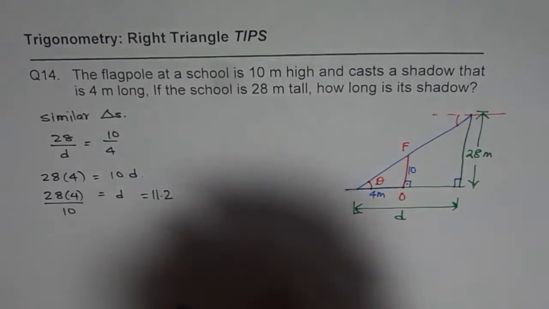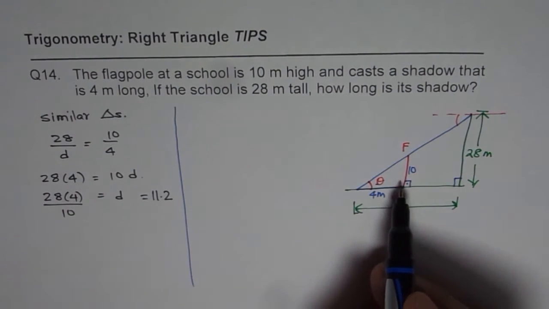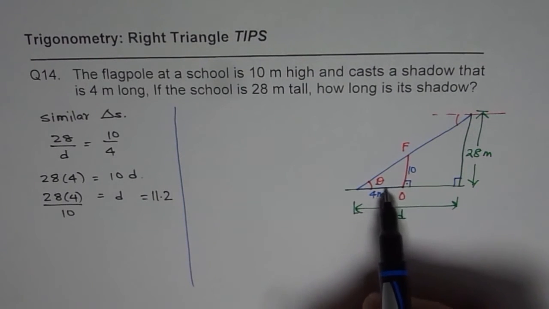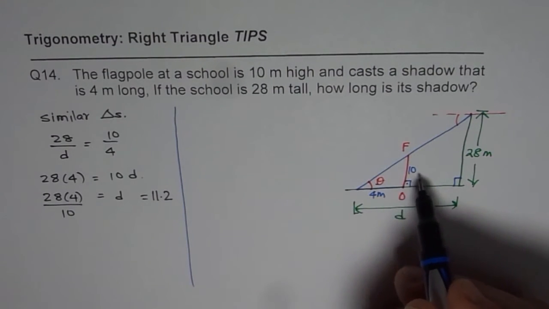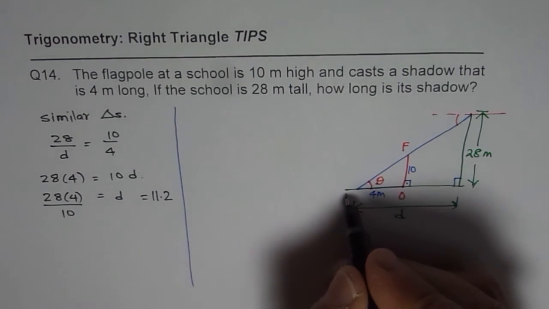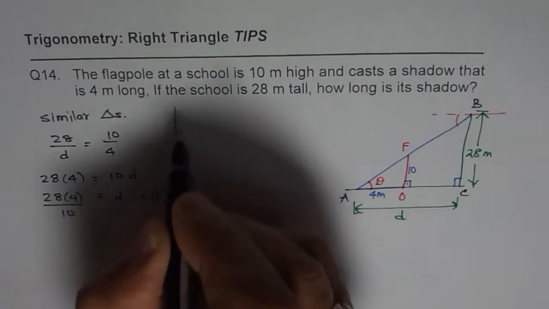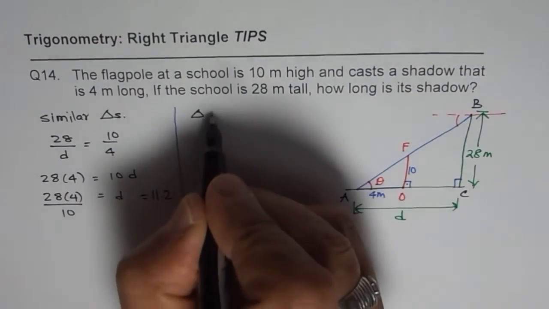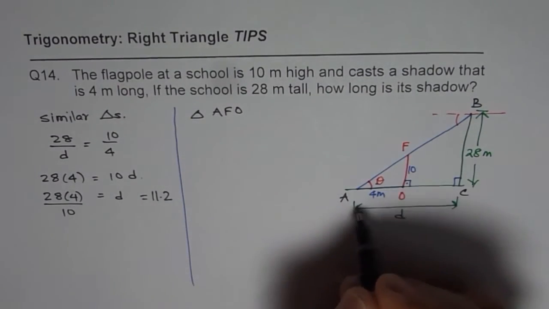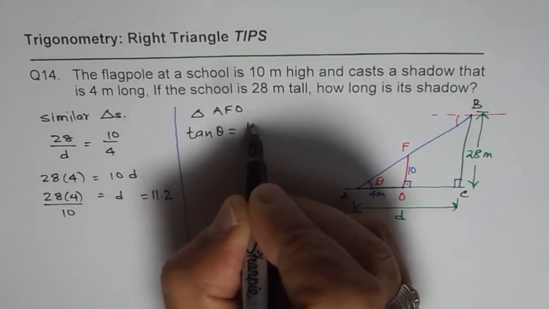That is one way of doing it, using similar triangles. Now we can also solve this using trigonometric ratios. Can you tell me how? We know it is a height and distance problem, so it is tan theta, opposite over adjacent. So we can consider a small triangle. Let me call this point A, this point B, and this point C. So in triangle AFO, we know the opposite side and adjacent side, so we can say tan theta equals 10 over 4.